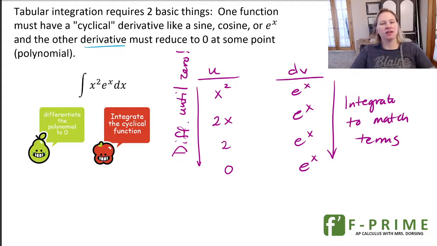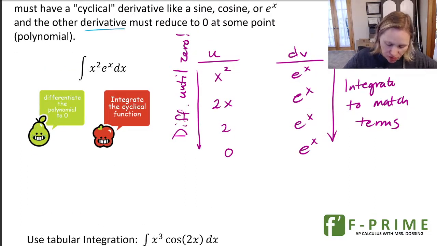Boom. Now, the cyclical function oftentimes will just cycle through. And really, as I think more and more on this and as I apply tabular integration, I think it's possible as long as one function is a polynomial and the derivative will go to 0, you could use any function. It just seems to work more quickly with these cyclical functions when you integrate them. You don't run into as many troubles.